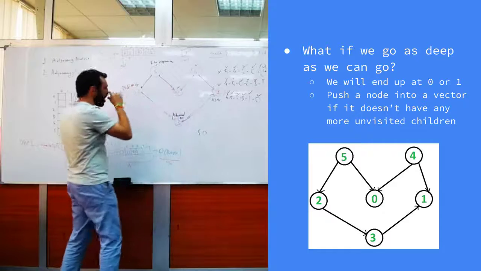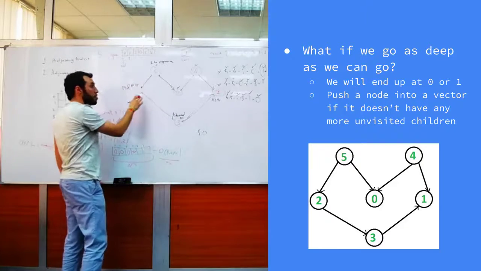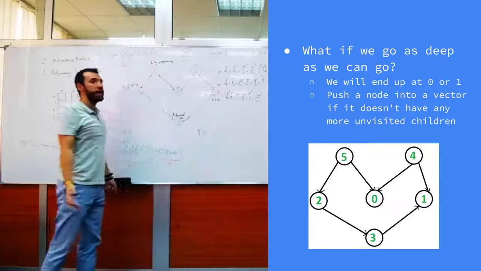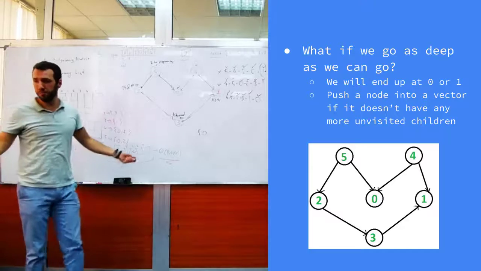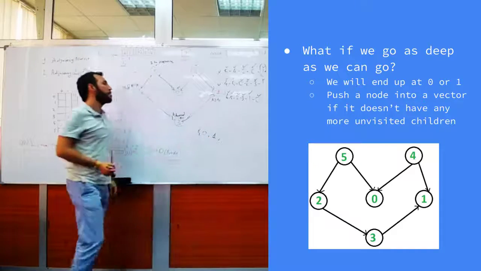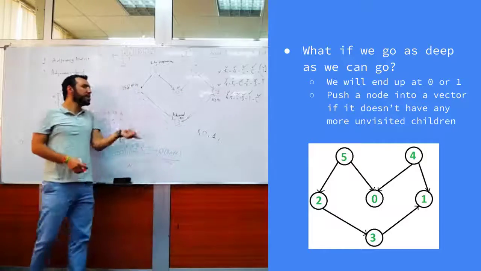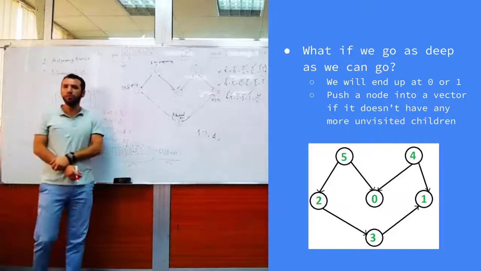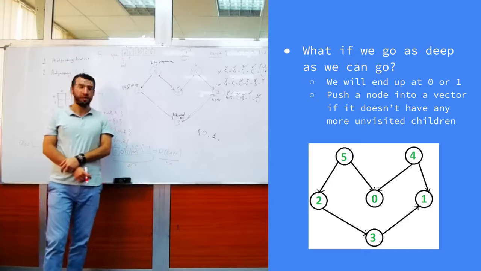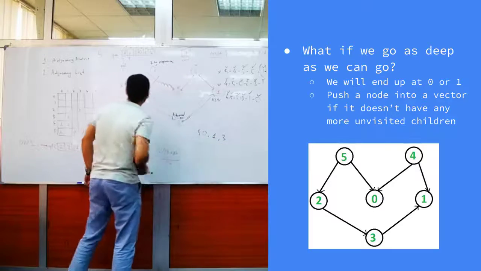And then we backtrack to 5. We have another not visited child, 2. And then 2 has 3, 3 has 1. I hit 1. Is there any place that I can go? No. Therefore, I add 1 to the list. And after that, I backtrack to 3. Is there any other place that I can go? Do all children get visited? Therefore, I can safely add 3 to my list too.